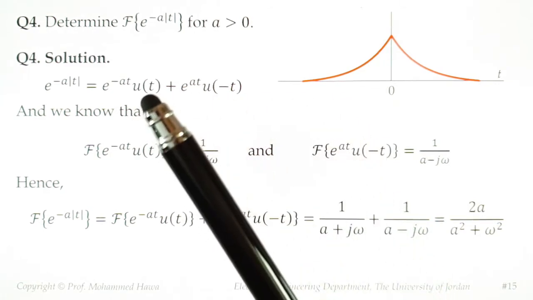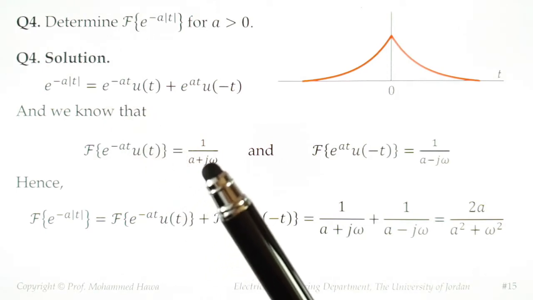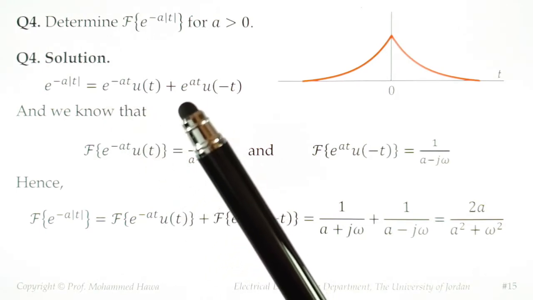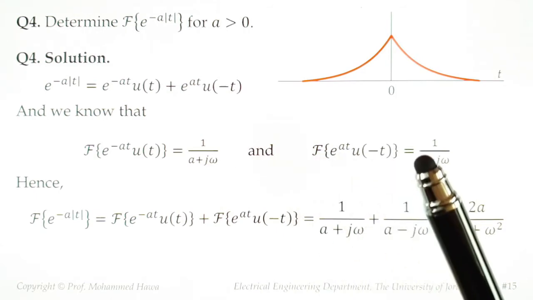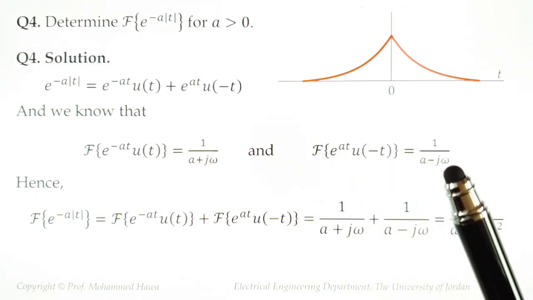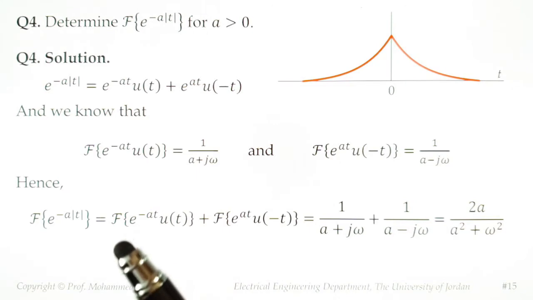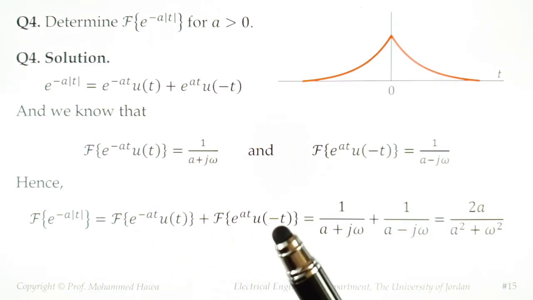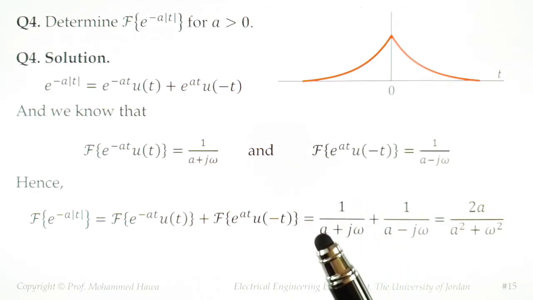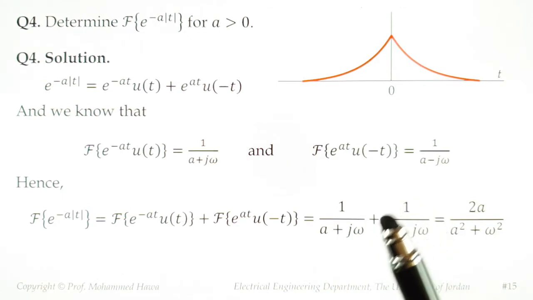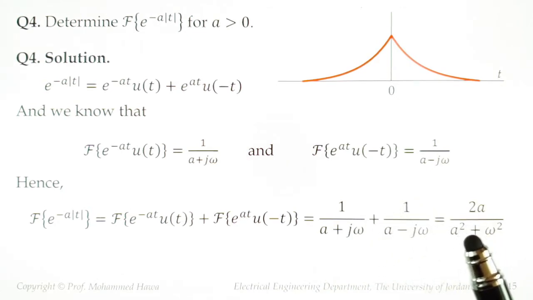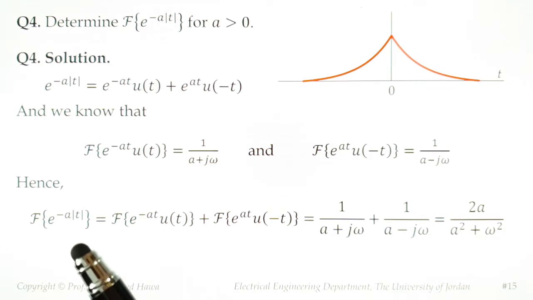We know the Fourier transform of this signal, which is 1 over a plus j omega. And we also know the Fourier transform of the second signal, which is 1 over a minus j omega. So the Fourier transform of the sum is the Fourier transform of the first one plus the Fourier transform of the second one. This is the linearity or superposition property. And I add up the Fourier transform of the first signal plus the Fourier transform of the second signal, I get 2a over a square plus omega square. That's the Fourier transform of the total signal, e to minus a absolute value of t.